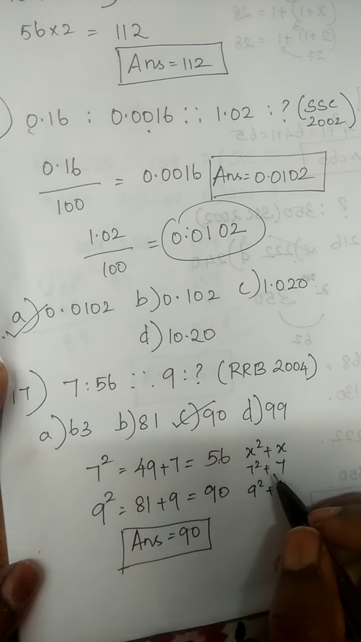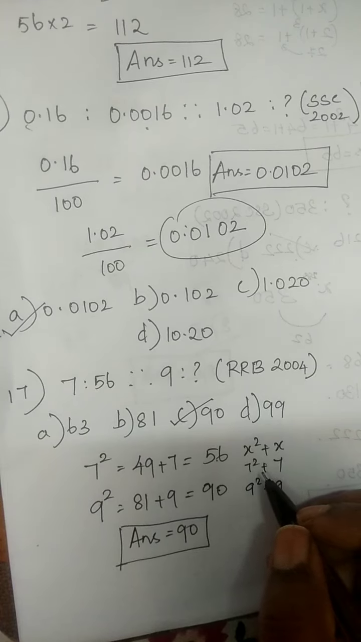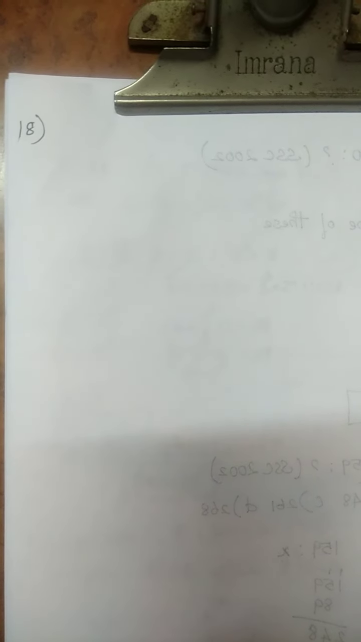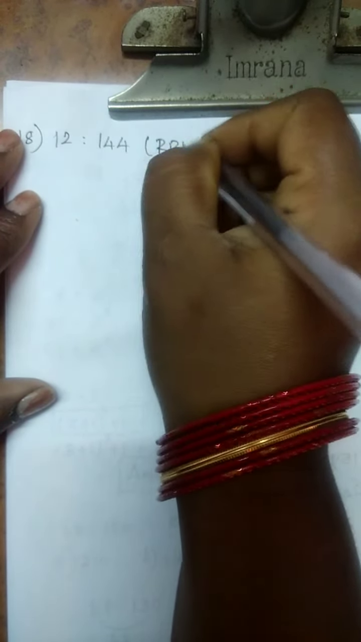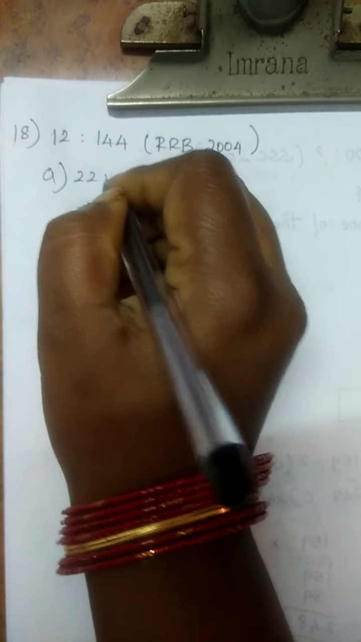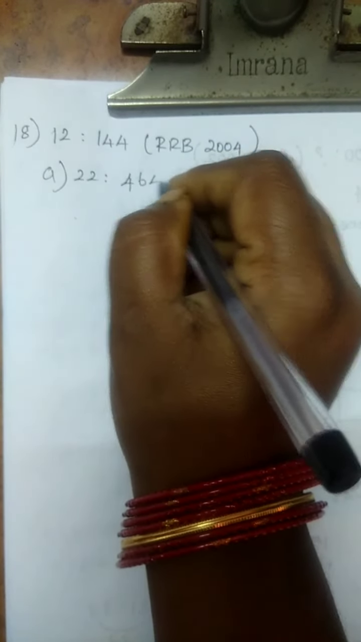Now we are moving to 18 sum. 18 sum question is a simple sum. 12 is to 144. And this question was asked in RRB exam 2004. And the options are A, 22 is to 464.